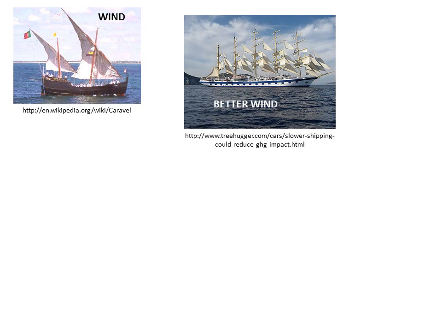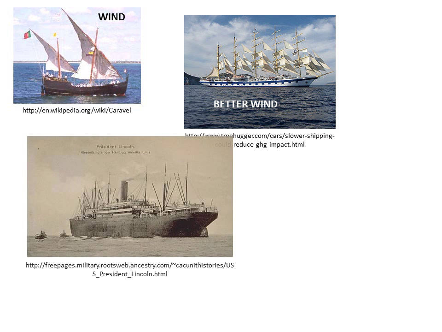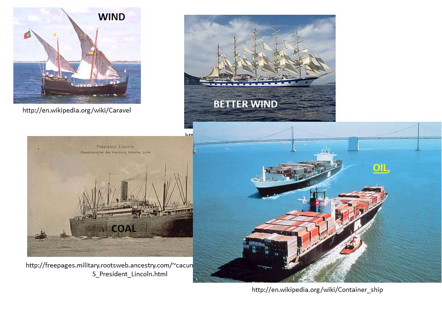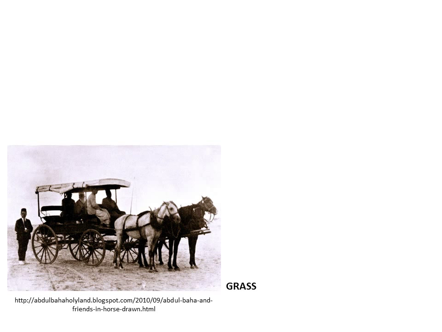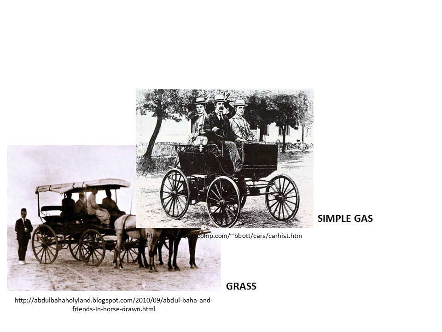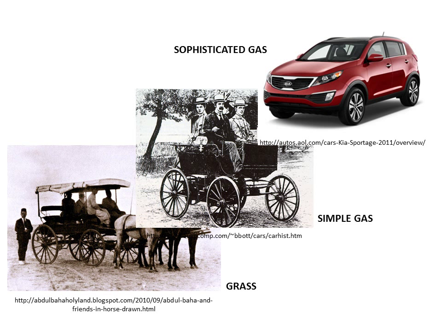On the sea, there was a big step forward when people figured out how to use the wind. By the 19th century, we had more sophisticated ways of using the wind. And then we moved to bigger ships burning coal. And then we moved to oil and really, really big ships. Back on land, we had grass. And then simple gas engines, moving on to modern sophisticated gas engines.